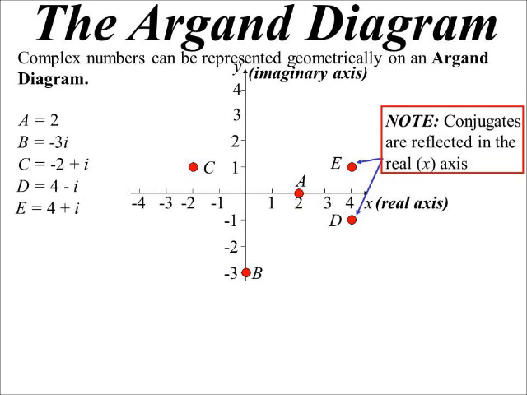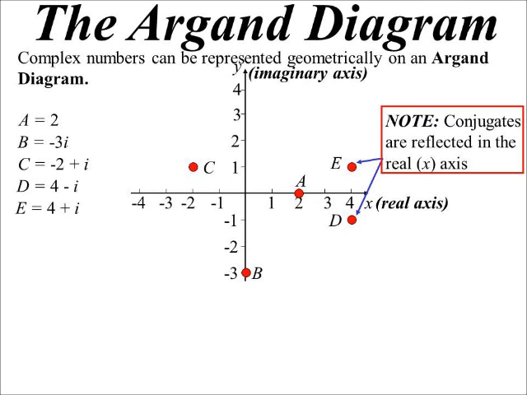But look at this one, 4 plus i. Hey, that brings up an interesting feature. Conjugates then must always be a reflection in the real axis. Because remember we said the only difference was the sign of the imaginary part. So the real part's going to be the same. The imaginary part's going to change sign. So there'll be reflections in the real axis.